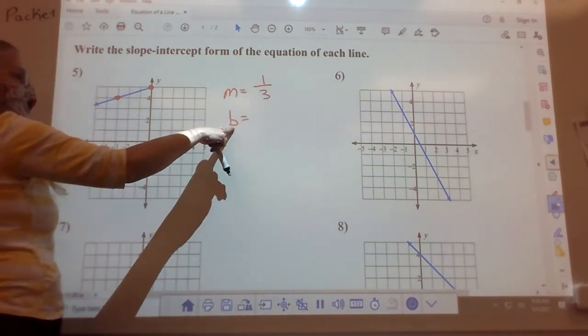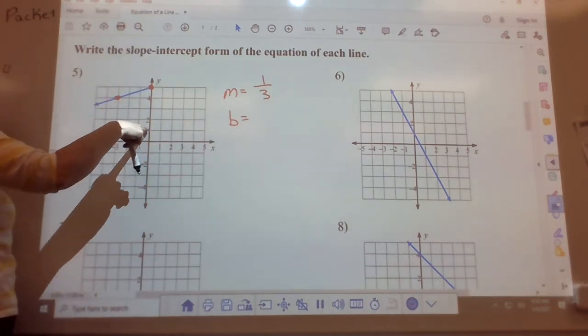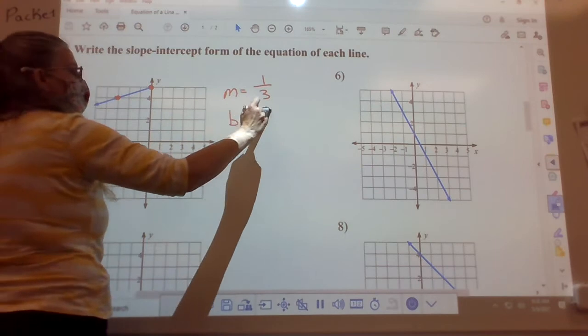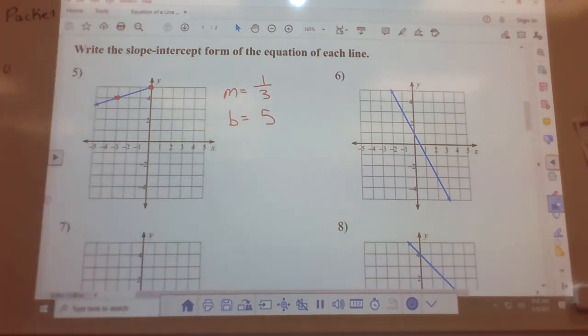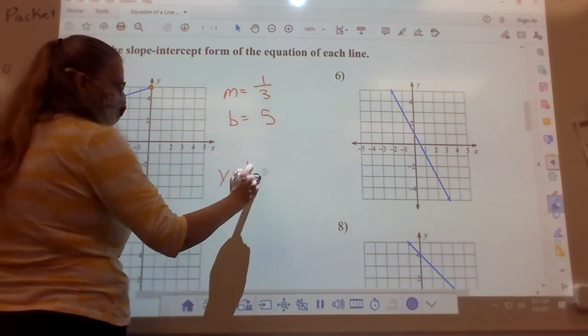My b is my y-intercept, where it crosses the y line. And in this case, it's at 1, 2, 3, 4, 5. So 5. So I'm looking at the graph, figuring out the slope, figuring out the y-intercept. Once I know that, you just write the equation like we did on the first 4. Y equals 1/3 x plus 5.